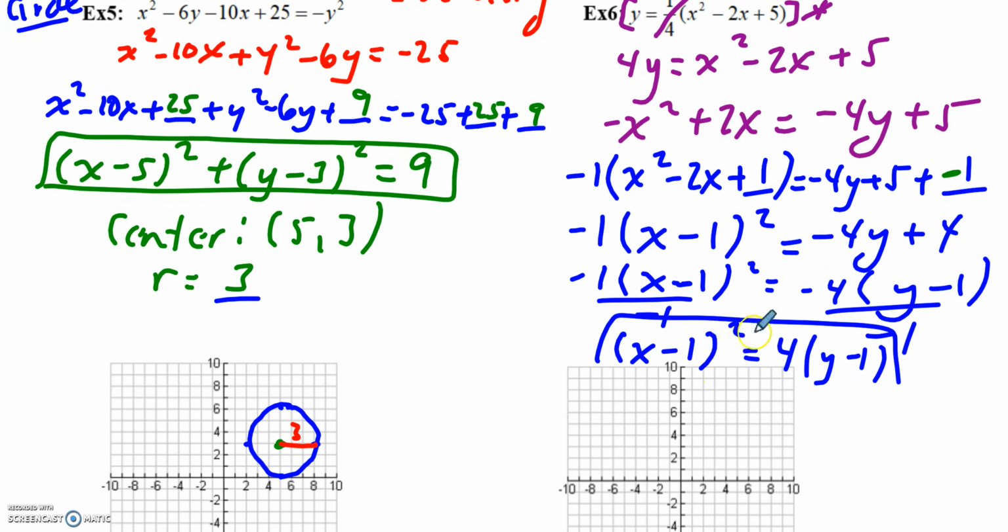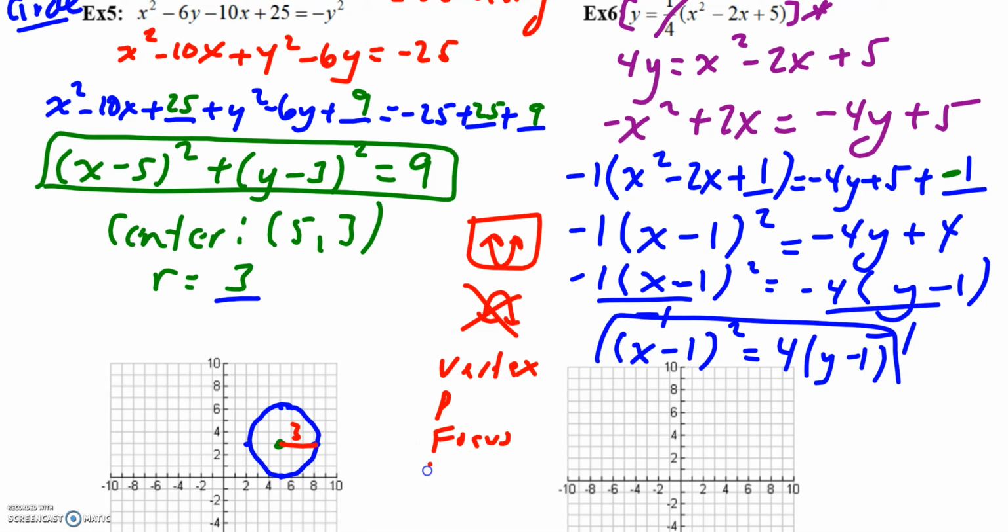Because this is a parabola and the x is squared, my parabola is either going to be facing upwards or facing down. Because I do not see a negative on this 4, my parabola is going to be facing upwards. And so the key things that I need to worry about is I need to figure out what my vertex is. I need to figure out what my p-value is. I need to figure out what my focus is. And I also need to figure out what my directrix is.